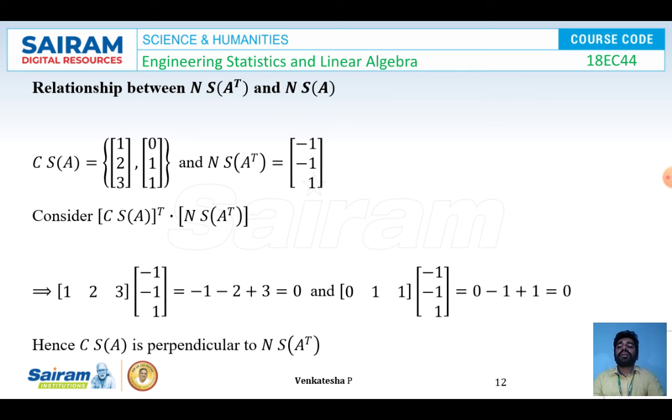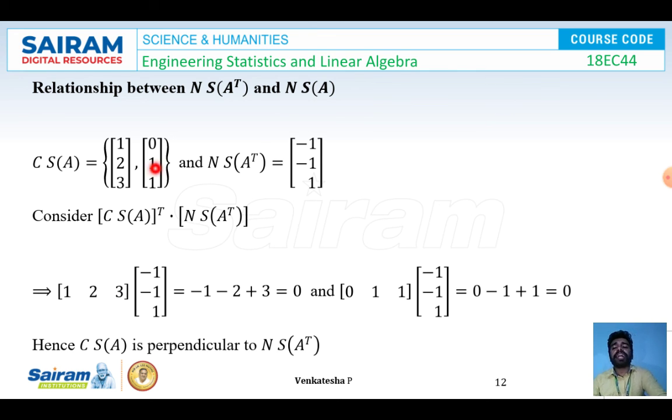Next one, I'm going to find the relationship between the null space of A transpose and the column space of A. I'm taking the column space of A as 1, 2, 3 and 0, 1, 1, and the null space of A transpose is equal to minus 1, minus 1, 1. First I'm going to consider the first vector of the column space, 1, 2, 3, with the null space vector minus 1, minus 1, 1. After multiplying these, I got minus 1, minus 2 plus 3, which is equal to 0.